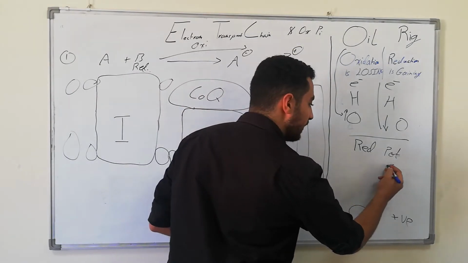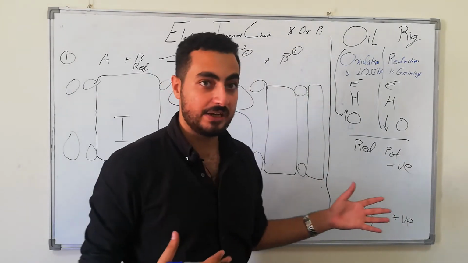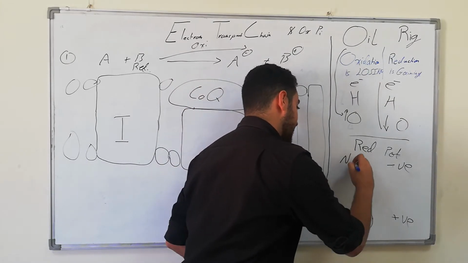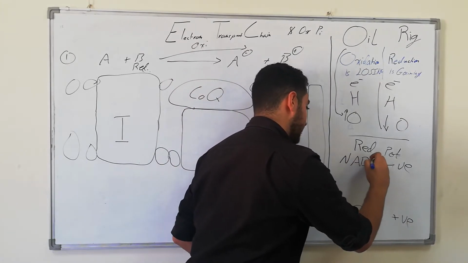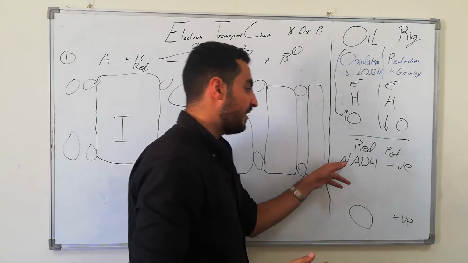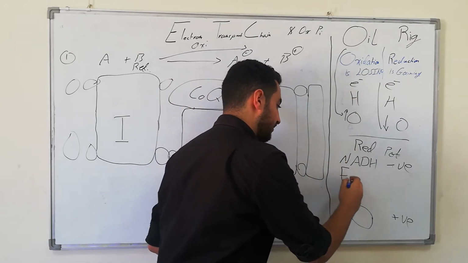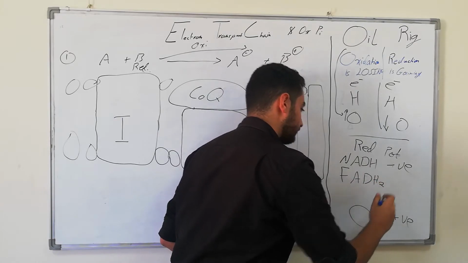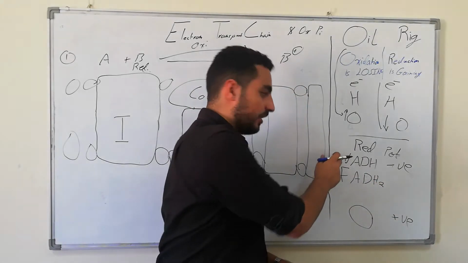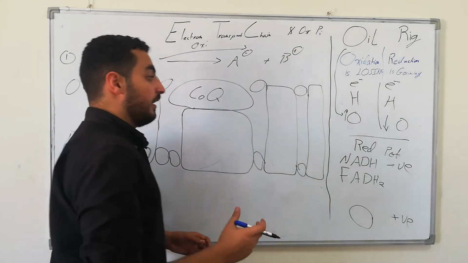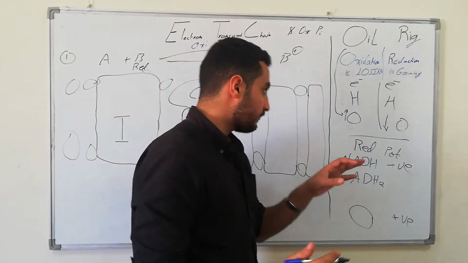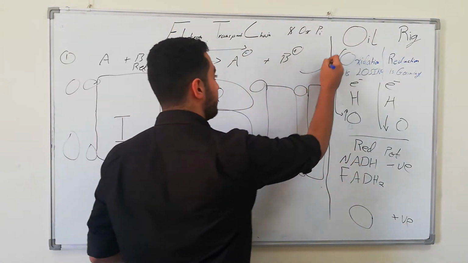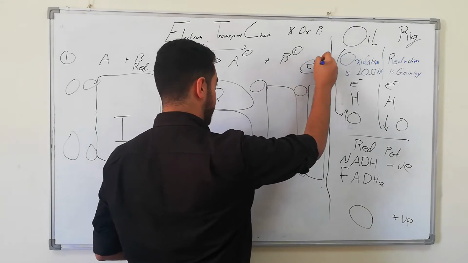And one of the molecules most capable of donating electrons is NADH. And a bit higher up is a compound called FADH2. And these are the ones we will touch on in the electron transport chain. So where does it occur? It occurs on the inner membrane of the mitochondria.